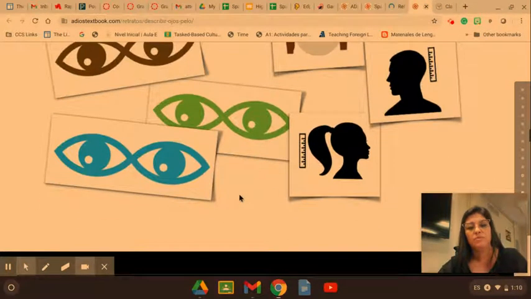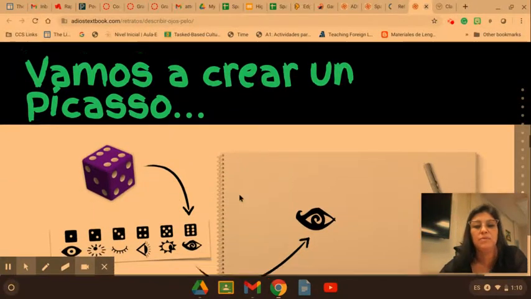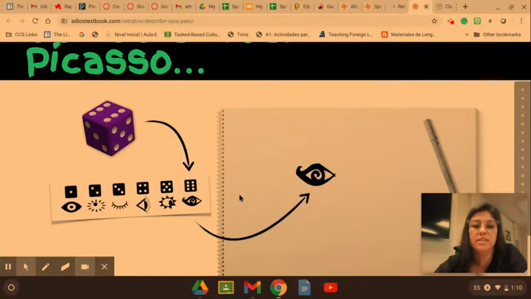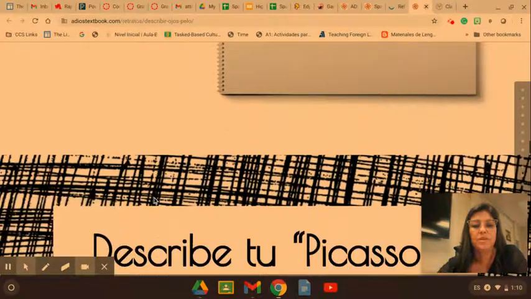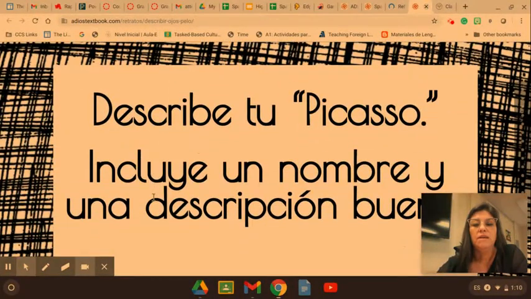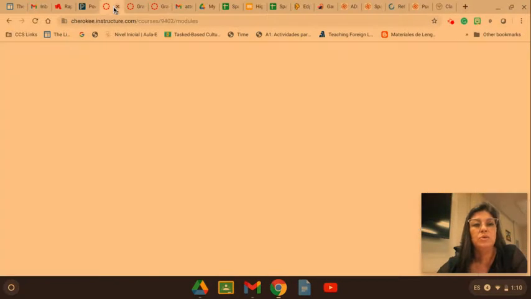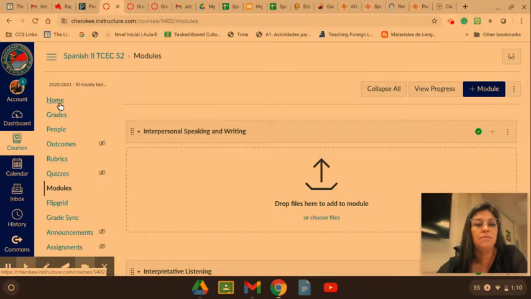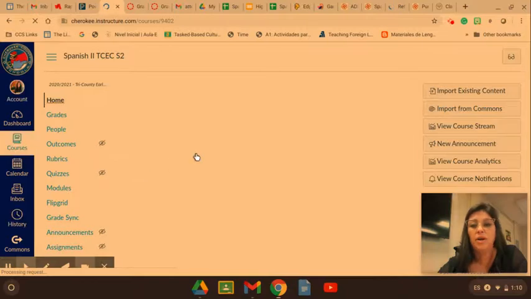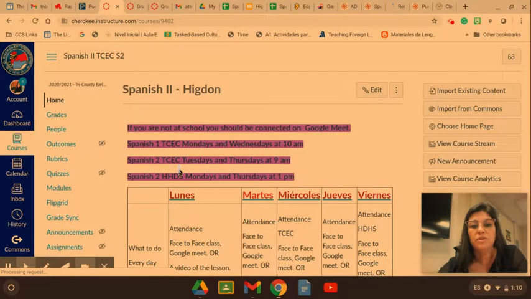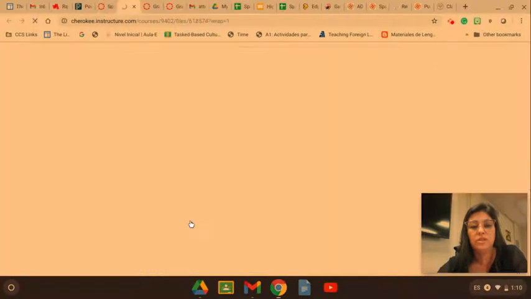Por último, vamos a crear un Picasso. And according to Ali, we did this last semester, but we're going to do it again because it's another assignment that we had to do with this. So, rolling the dice, we're going to create un Picasso. How do we create it? First, you're going to go home, and you have your paper there, and you have to do this at home. I'm not going to give you any time to do this on Thursday.